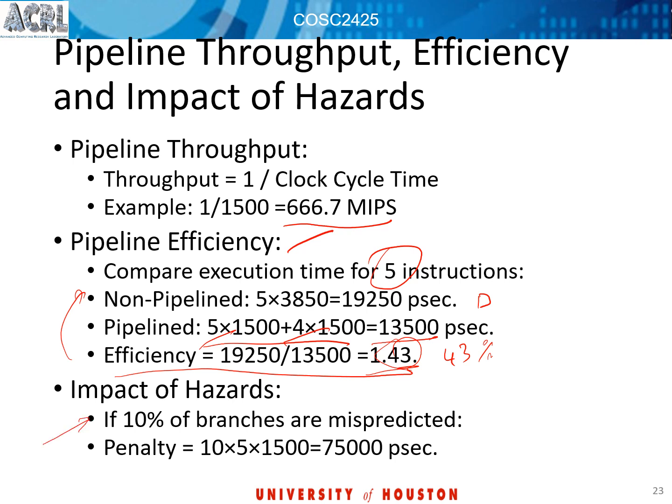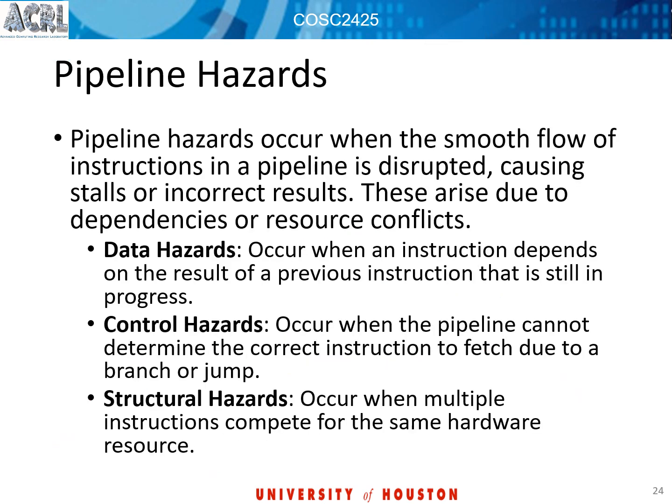So if there are any hazards, usually a branch misprediction, then if 10% of the branches are mispredicted, in this case we have, I believe, 20% of the branches, so 10% is half of our branches mispredicted, then we incur the following penalty. This penalty is very severe because each time there is a misprediction, we have to flush the pipeline and restore the correct instructions that need to be loaded.